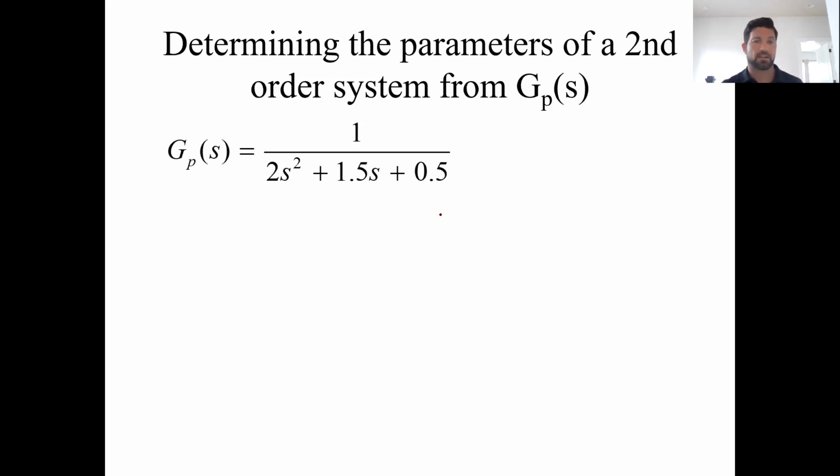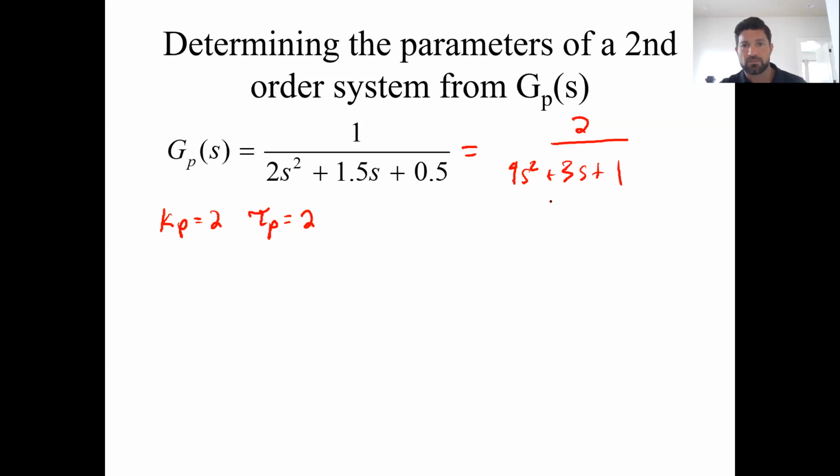sketch the process response. We can do this going back and forth. Again, this has to be in standard form. So to put this in standard form, I'm going to multiply everything through by 2. So 2 over 4s squared plus 3s plus 1. Now based on this, I can determine what the parameters are. So Kp equals 2, tau p equals 2. So this is tau squared. And then I know this term right here is 2 tau p zeta. So this is 4 times zeta equals 3. Therefore, zeta equals 3/4 or 0.75.